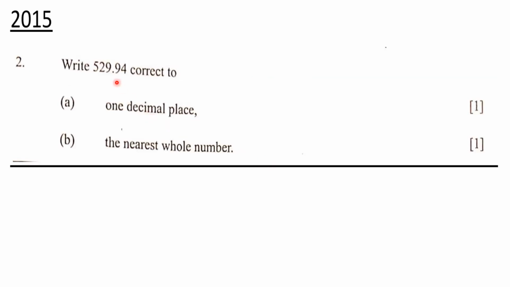We have: write 5.994 correct to one decimal place. What we have to do is circle the 9, because they're basically asking us to round to the nearest tenths. So 9 is the first number to the right of the decimal. So we circle 9, and we underline the 4. Please note that 4 is less than 5, so we do not round up.